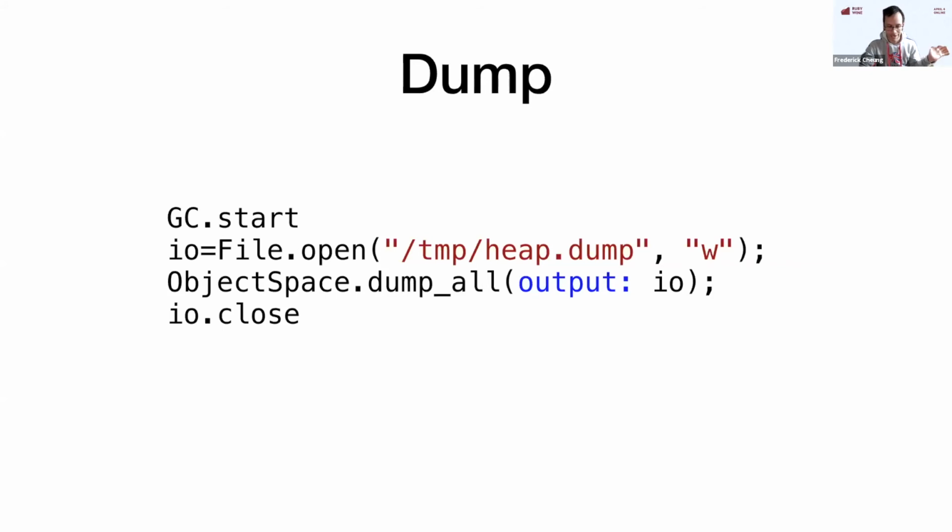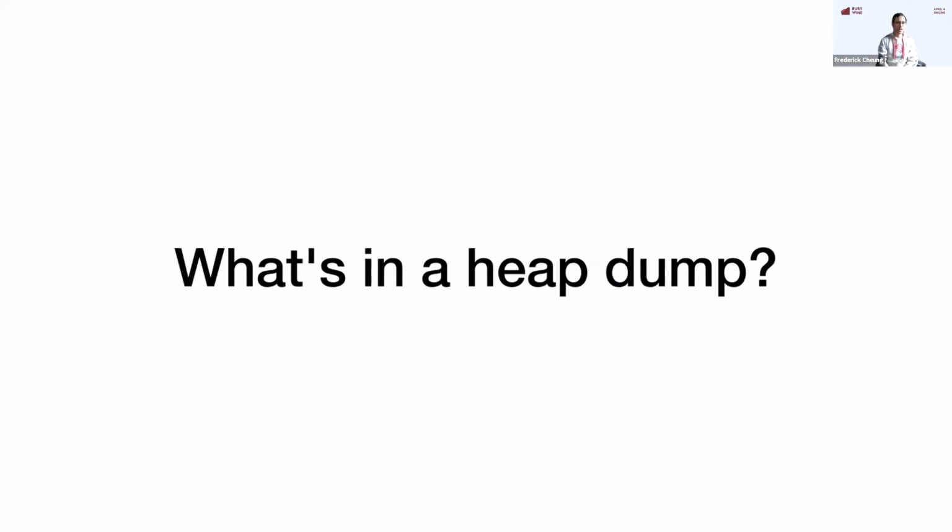So I did this. I had a file of a couple of hundred megabytes, and then you've got to start looking at it. So now, what is in a heap dump? It's basically one JSON object per line, and each one of those JSON objects represents one object from your Ruby application's heap.